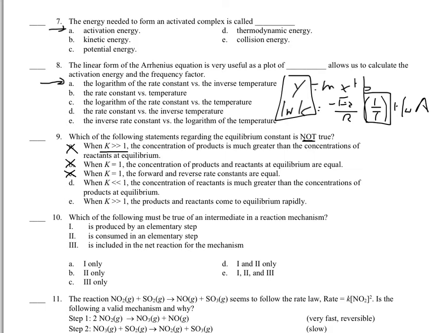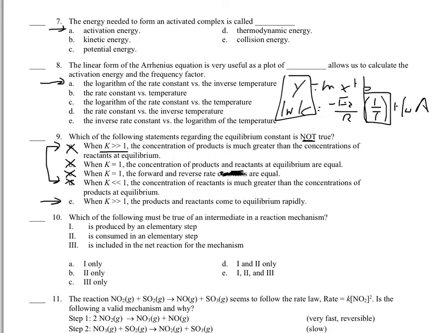D, when K is much, much less than 1, the concentration of reactants is much greater than the concentrations of products. Okay, that is also true. That's the inverse of A. And so since A is true, D also has to be true. So one of the things I didn't talk about in C there is that the forward and reverse rate constants are equal. No, it's just the rates. And that was a previous question earlier. So when K is equal to 1, the forward and reverse rates are equal, and that would be true. But it's also true that the constants are equal. So again, that is true.